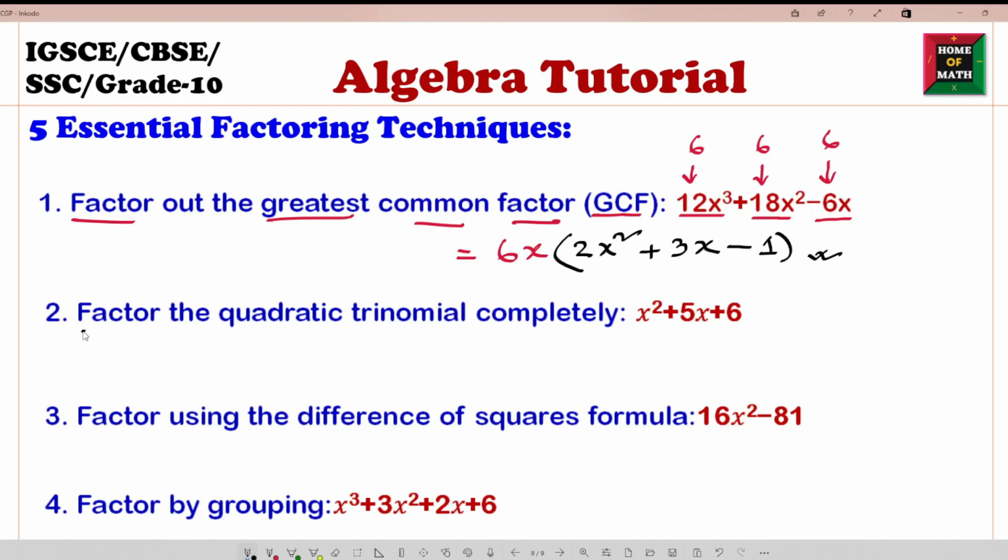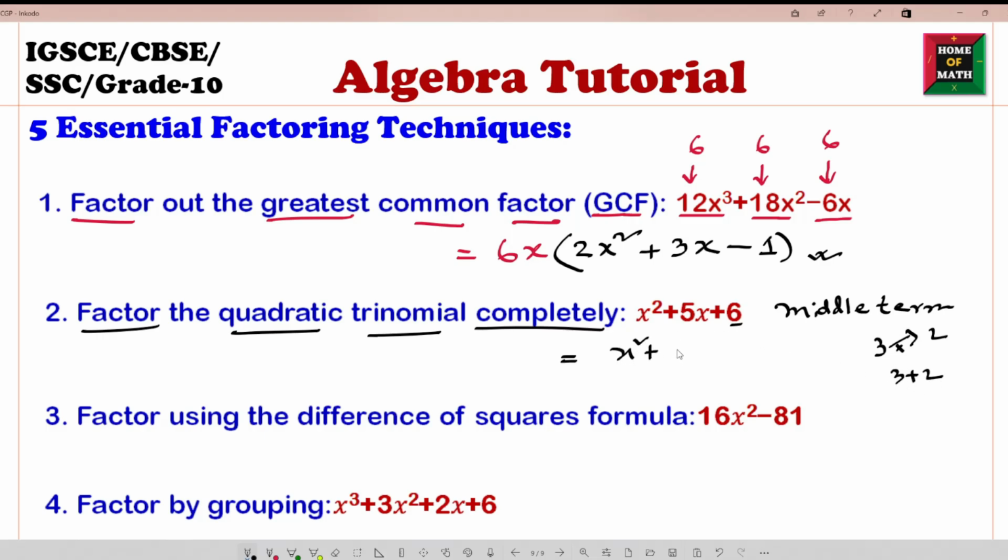Next one is factor the quadratic trinomial completely, which is the famous middle term factor. Right? So look, here is 6, we can convert 6 to 3 times 2, it will be 6. Again 3 plus 2 will be 5. So we can write like this, x square plus 3x plus 2x plus 6. And once we take common x, so x plus 3, plus 2 common, x plus 3.